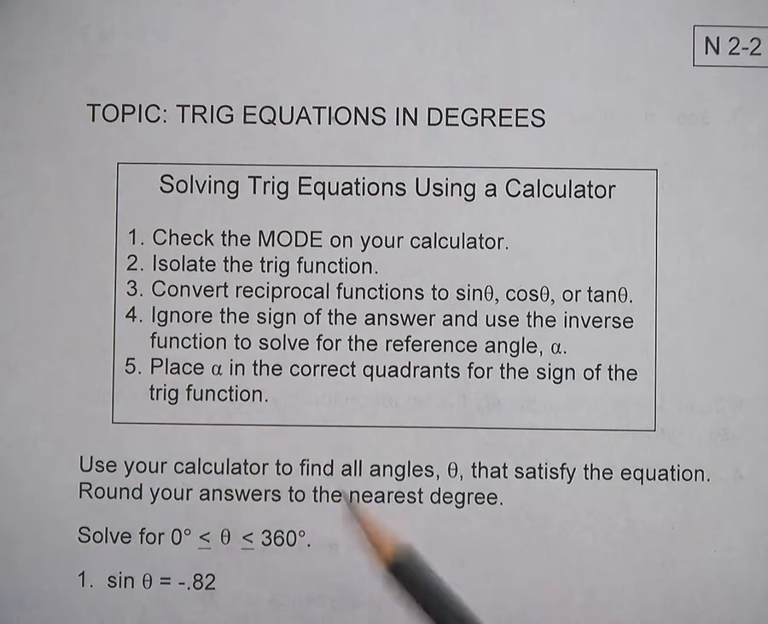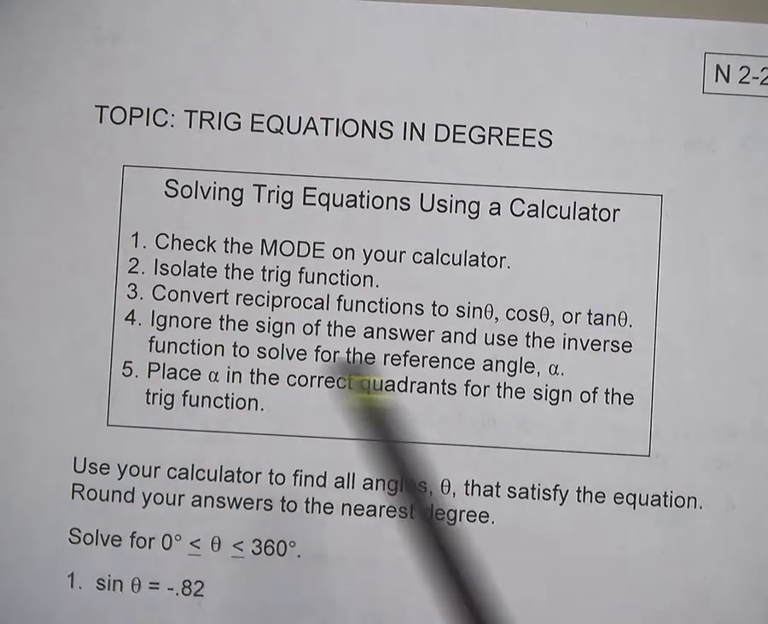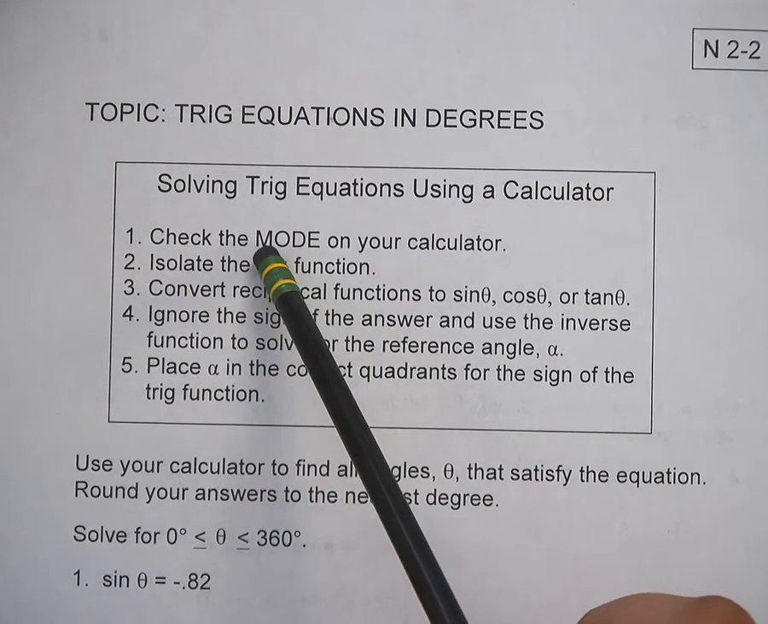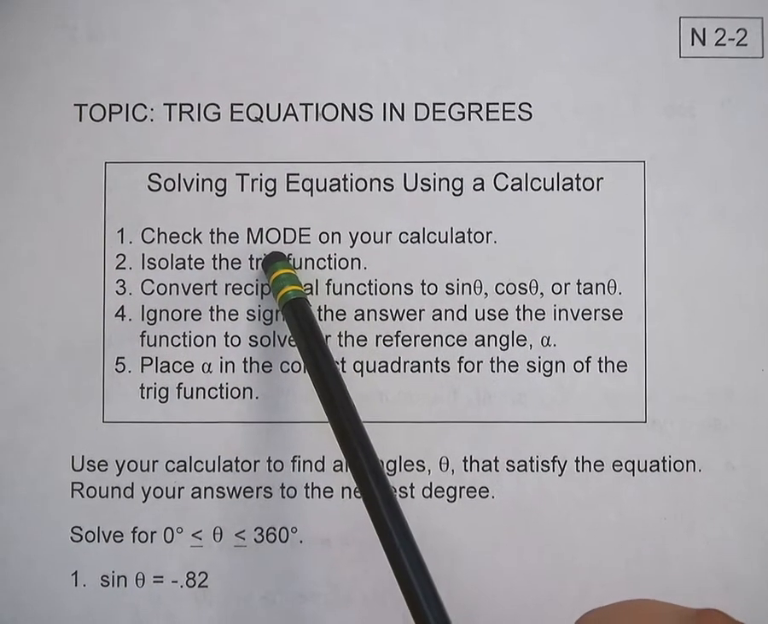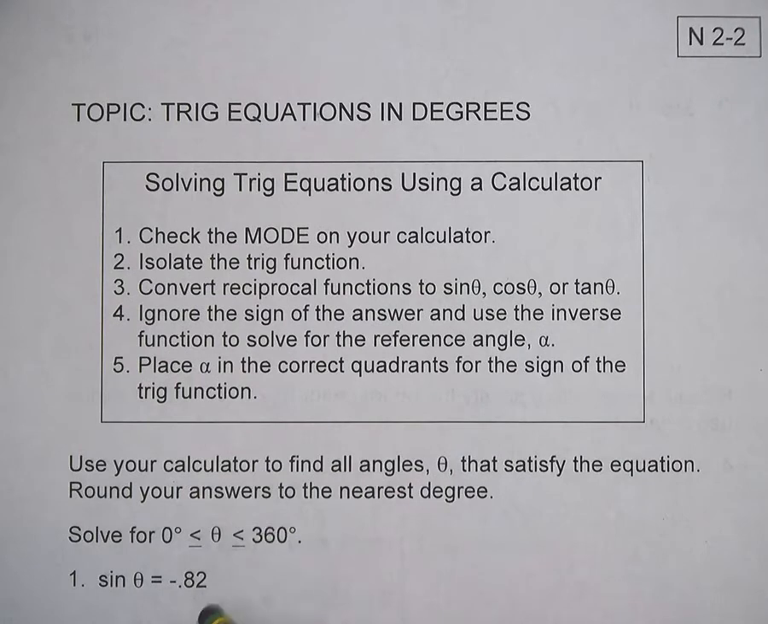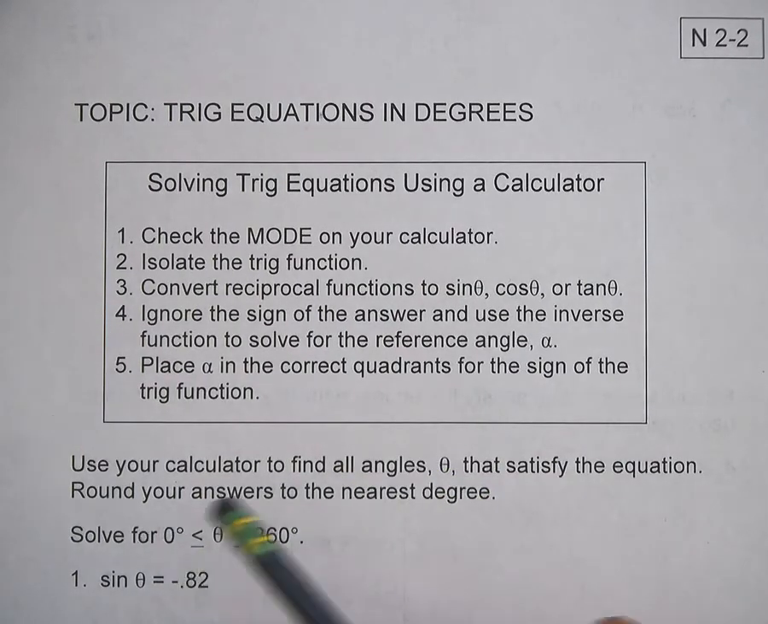Okay, so solving trig equations using a calculator. First and foremost, just like you saw me just do, check the mode on the calculator. Your mode has to be in the correct mode. So if you're dealing with degrees, like number 1 is, then you're in degrees. You're solving for 0 to 360 degrees. Number 2 says isolate the trig function, which means get it by itself. So you get the trig function alone, and then you ignore the sign of the answer and you use the inverse function to solve for the reference angle alpha.